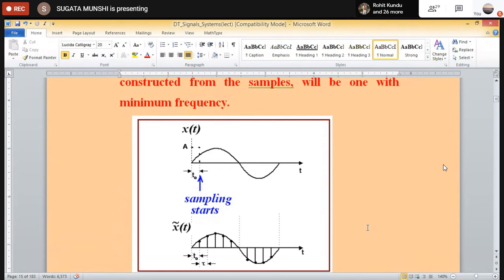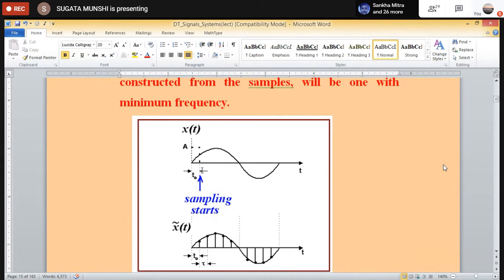Sir, can you repeat this part once more? Which one? This part. Oh, x(t) is a continuous time sinusoid. I have shown only one cycle. You will have infinite number of such cycles. And we are sampling it. We are converting it into a discrete time signal by taking samples at intervals of tau. So the vertical lines shown here represent the sample data version of x(t).